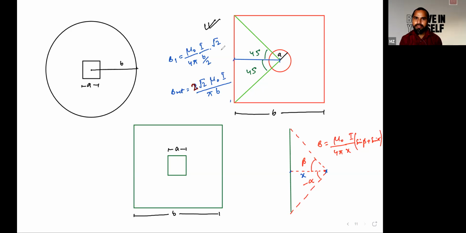Just multiply this particular magnetic field by pi times a square. Pi and pi would cancel out and I would cancel out with the coefficient of mutual inductance. So we're left with M is equal to 2 root 2 times mu naught into a square divided by b. This would be our final answer. Yes, sir. Clear.